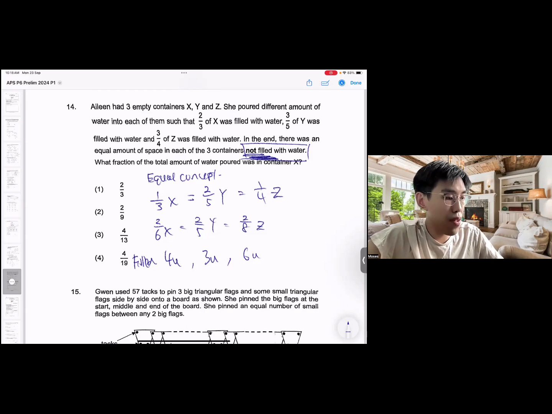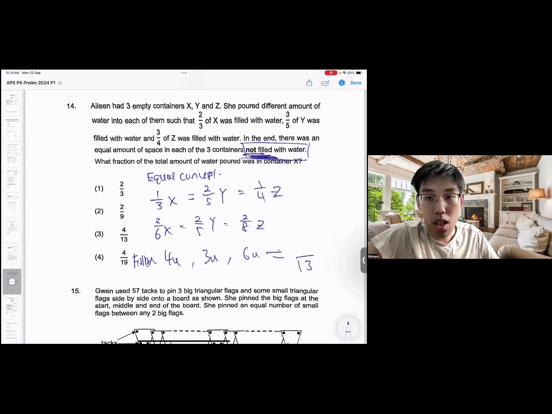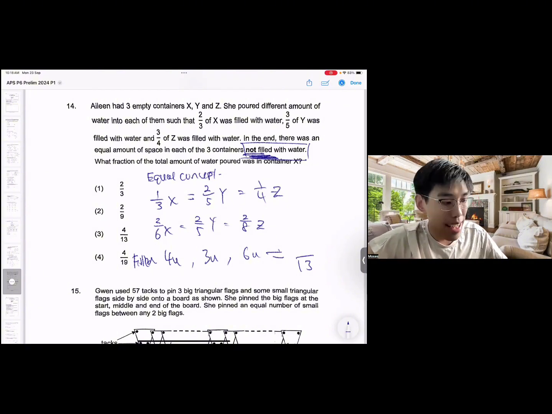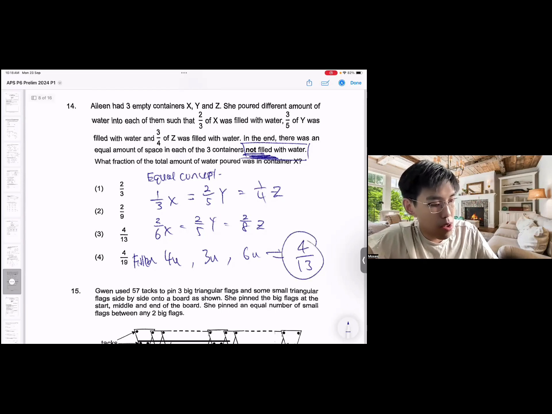So the total filled here is how many? This one is 13 units. 13 units of water, or space that is filled. So out of the total amount of water poured, the amount in X is 4 out of 13. The answer is option 3.